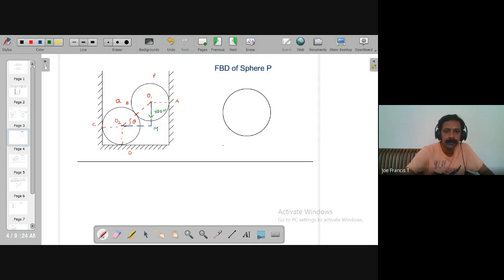The other forces are the reactions. So you have two reactions now. One is the reaction offered by the vertical wall. Consider the vertical wall as a support for sphere P. So it will offer a reaction here. This is the second force, which will be denoted as RA, the reaction at A.